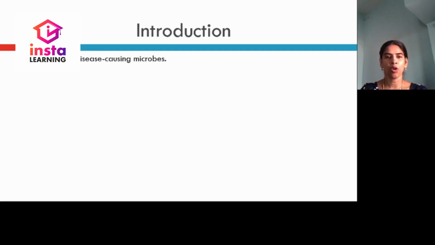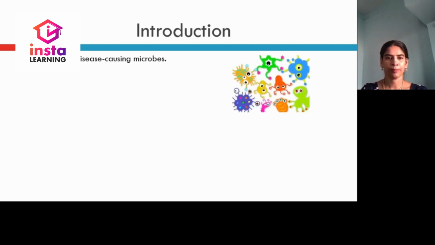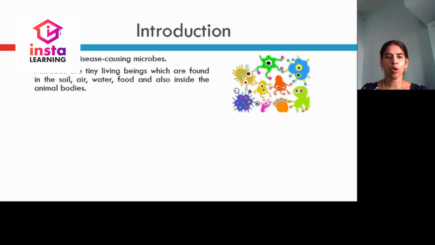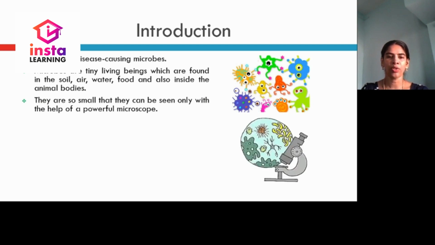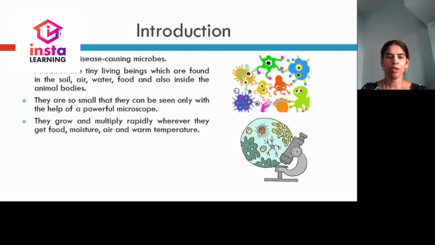Germs or disease-causing microbes. Microbes are tiny living beings which are found in the soil, air, water, food, and also inside animal bodies. They are so small that they can be seen only with the help of a powerful microscope. They grow and multiply rapidly wherever they get food, moisture, air, and warm temperature.